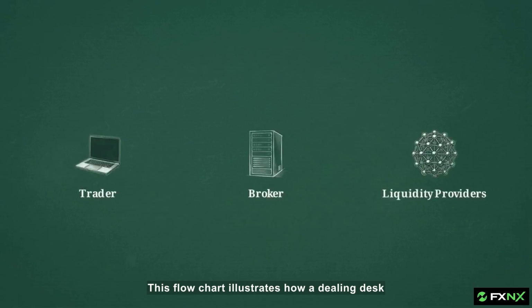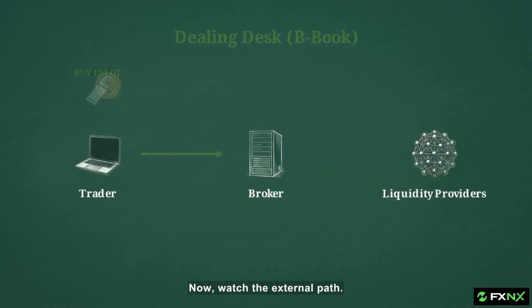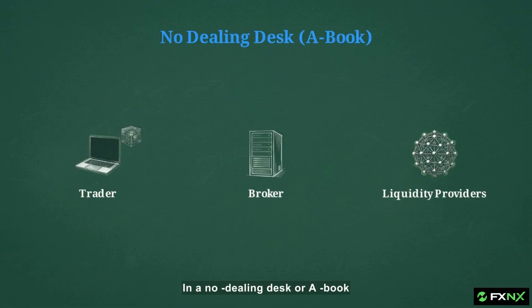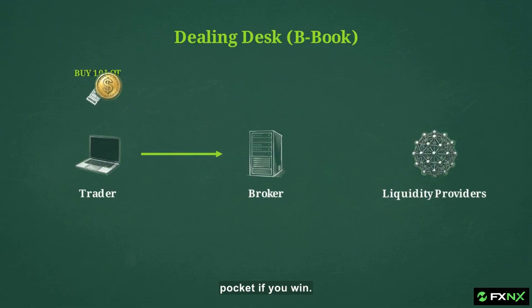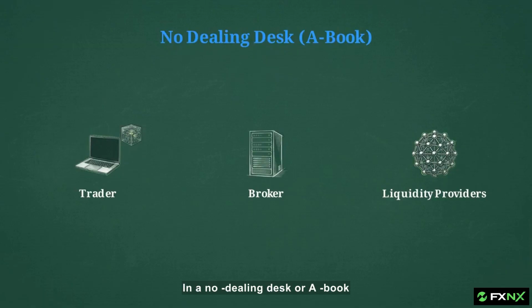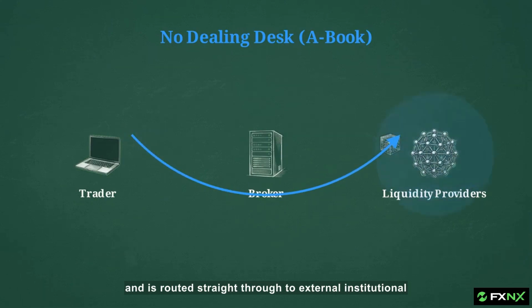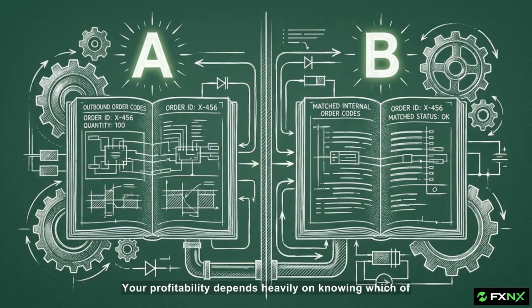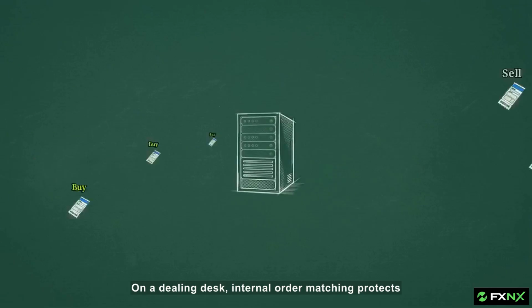This flowchart illustrates how a dealing desk, or B-book model, actually works. When you enter a position, the broker takes the other side of your trade, acting as the market itself and paying out of their own pocket if you win. Now, watch the external path. In a no-dealing desk or A-book setup, your trade bypasses the local server completely and is routed straight through to external institutional liquidity providers. Your profitability depends heavily on knowing which of these books you are on and adjusting your risk management to match the environment.